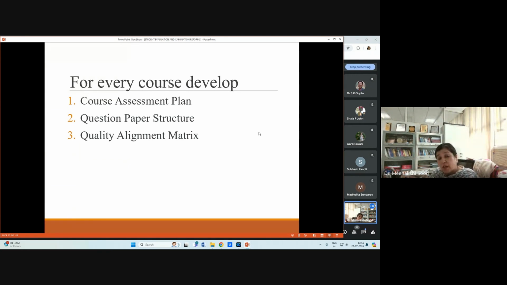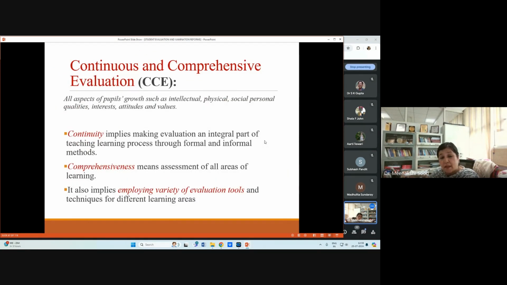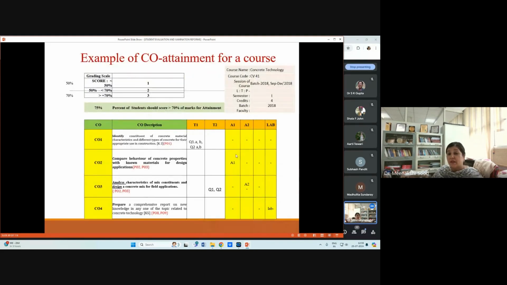What I mean by quality alignment is, I'll show you the first example of this. Every teacher in his course plan should have this metrics. I don't know whether the COPO mapping or COPOs have been covered in this session or not, but I think most of you must be having the idea. But this type of metrics should be there.